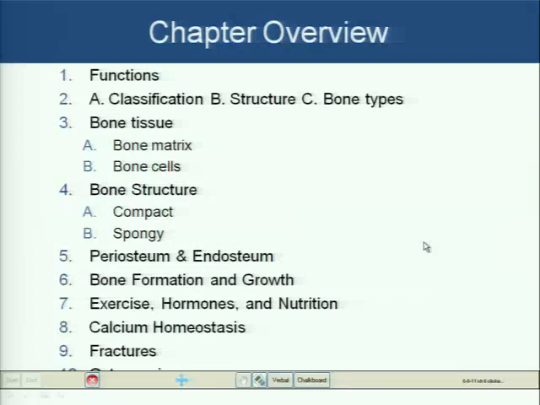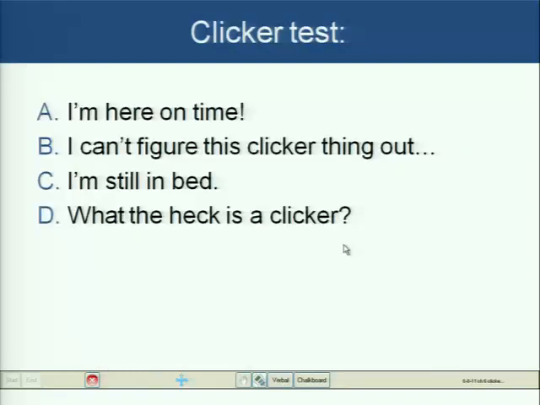Okay. I'm going to go over the basics, like the functions of your skeletal system. How do we classify our bones? What is the bone tissue made out of? Different structures of bone. How do we grow our bone? And then how do our different behaviors affect it?